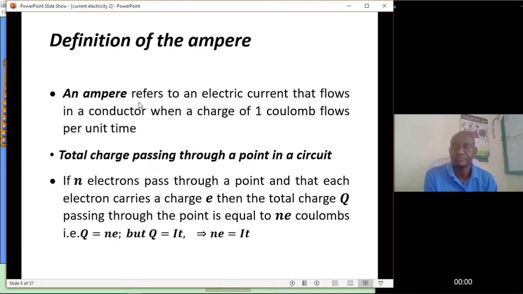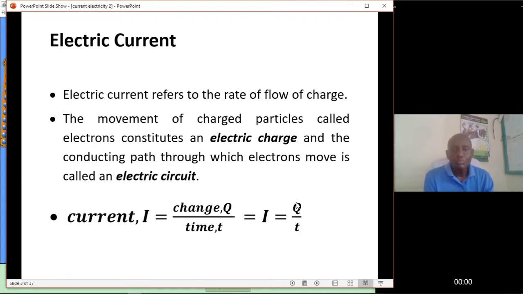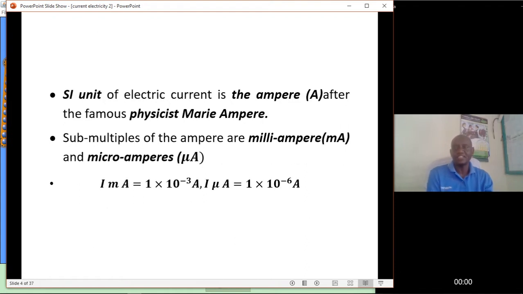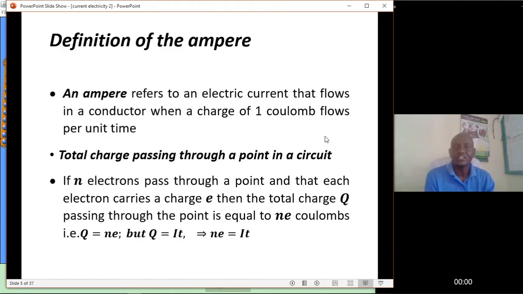Definition of the ampere. An ampere refers to an electric current that flows in a conductor when a charge of 1 coulomb flows per unit time. As per the formula, coulomb per unit time, it is coulomb per second. 1 coulomb per second actually gives us the definition of what an ampere is. Therefore, we say an ampere refers to an electric current that flows in a conductor when a charge of 1 coulomb flows through per unit time.